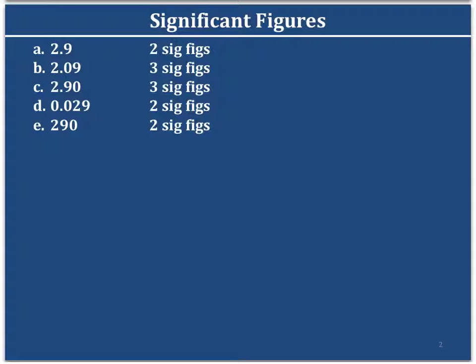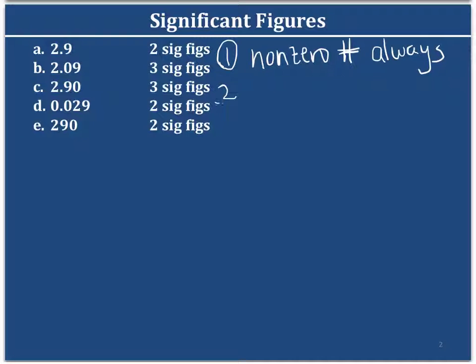All right, our first rule for significant figures. Our first rule is non-zero. So 1, 2, 3, 4, 5, 6, 7, 8, 9. Non-zero numbers are always significant. So basically, figuring out whether a number is significant or not just comes down to the zeros. So we need some rules for the zeros.